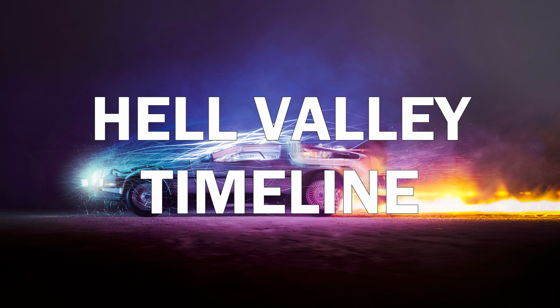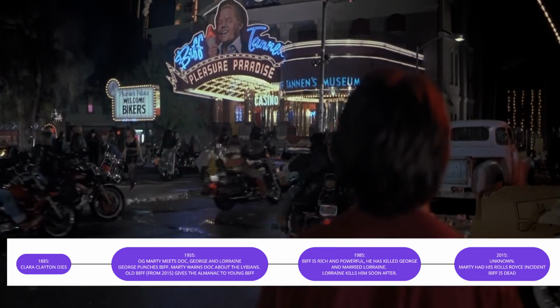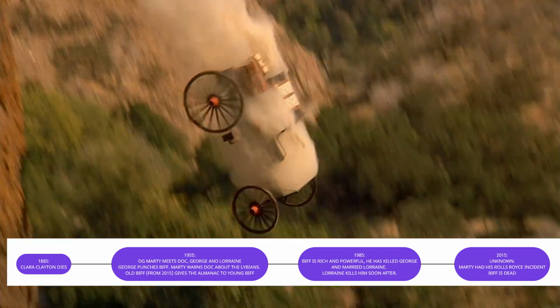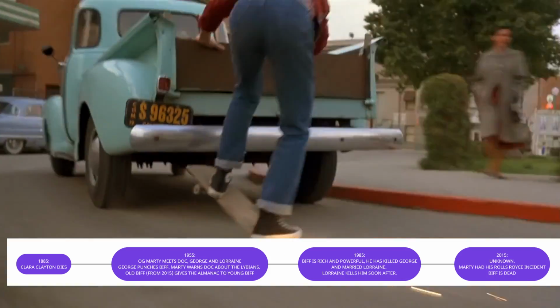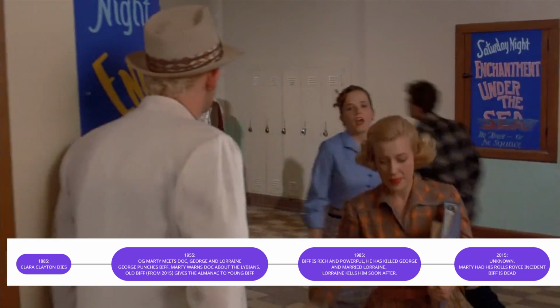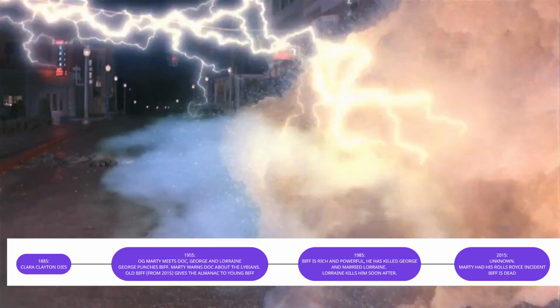Hell Valley timeline, the actual alternate timeline shown in Back to the Future 2. The events that happened in the original 1885, like Clara dying, and many events that happened in 1955 are still the same. Marty meets his parents, Biff gets punched by George. George and Lorraine fall in love. Marty goes back to 1985.